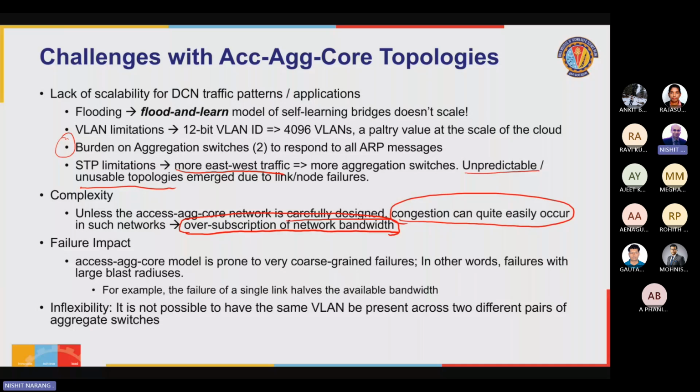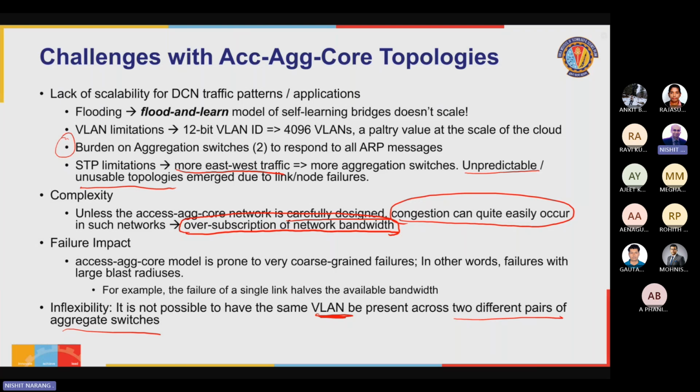It's introducing inflexibility in the topology of the network. Right? I'm basically saying that it's not possible to have the same VLAN present across two different pairs of aggregate switches. They have to be mutually exclusive. It's introducing constraint in the network topology, resulting in inflexibility in the network.